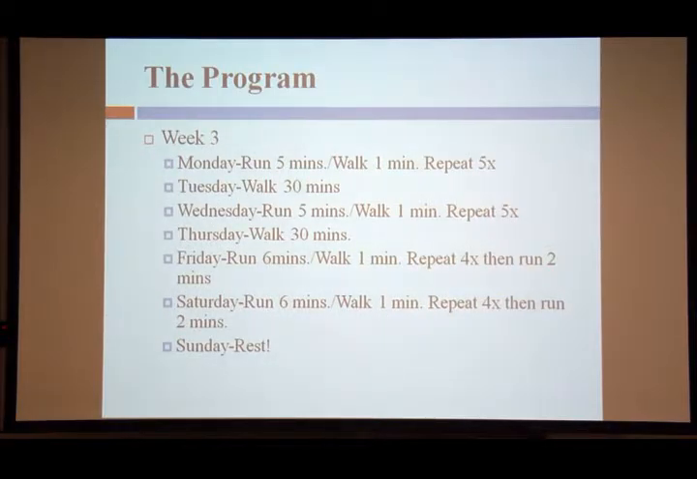And then finally, for week number 3, it goes up again. So Monday and Wednesday, you're going to be running for 5 minutes, walking for 1 minute, and you're going to repeat that 5 times. Of course, Tuesdays and Thursdays, you'll walk for 30 minutes each time. And then Friday and Saturday, those are the combo days where you run for 6 minutes, walk for 1 minute, repeat that 4 times, and then run for 2 more minutes. So once again, you'll see that it builds up and increases your endurance level as well. And then, of course, on Sunday, you rest.